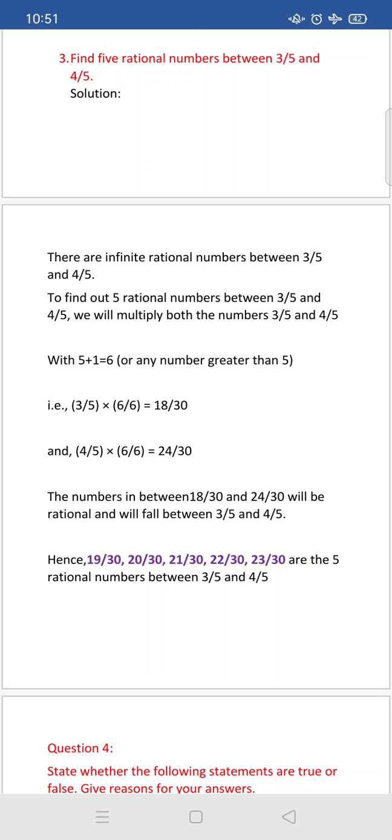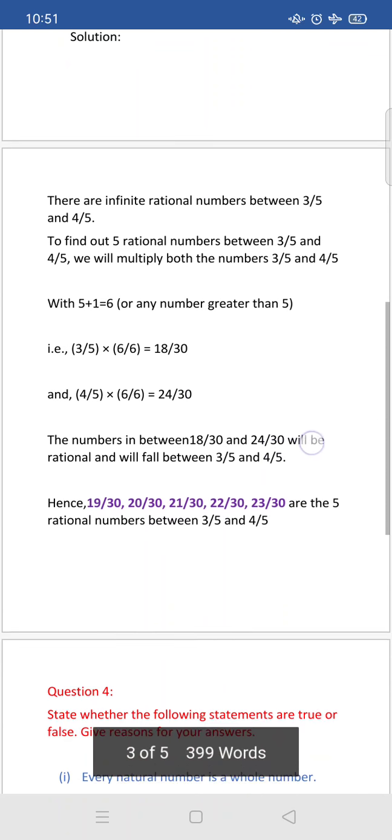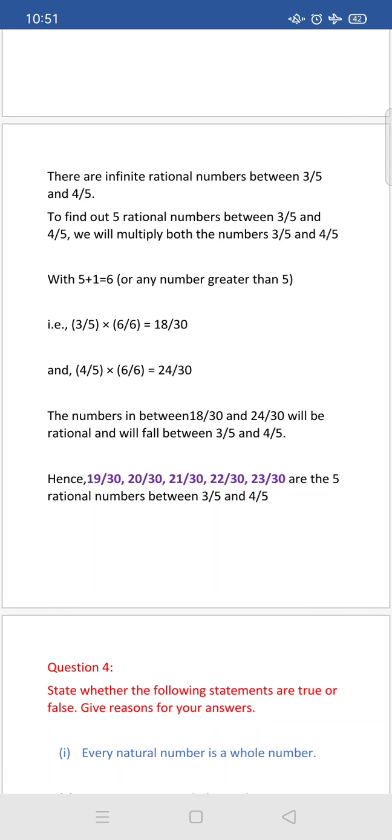There are infinite rational numbers again in between 3 by 5 and 4 by 5, right? So in order to find the 5 rational numbers in between, we have to multiply the numbers 3 by 5 and 4 by 5 with 6. So 3 by 5, multiply and divide by 6: 3 sixes are 18, 5 sixes are 30. Here also the same thing, 4 sixes are 24 and 5 sixes are 30. So we got 18 by 30 and 24 by 30.